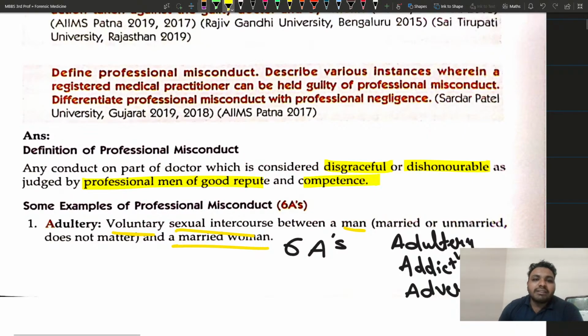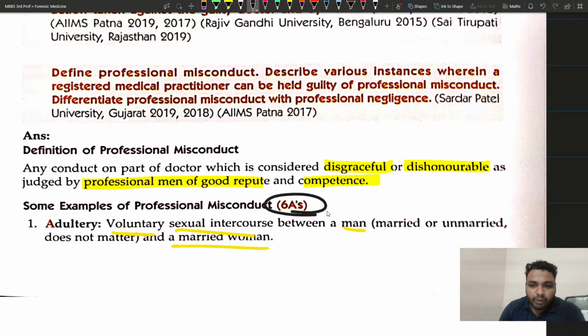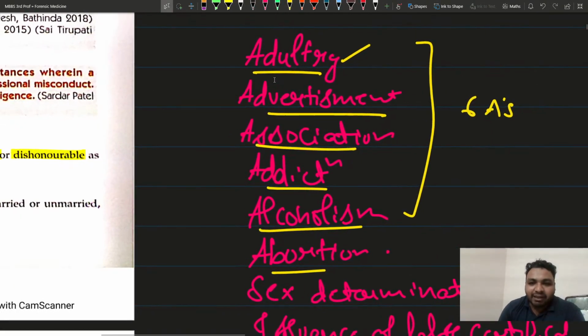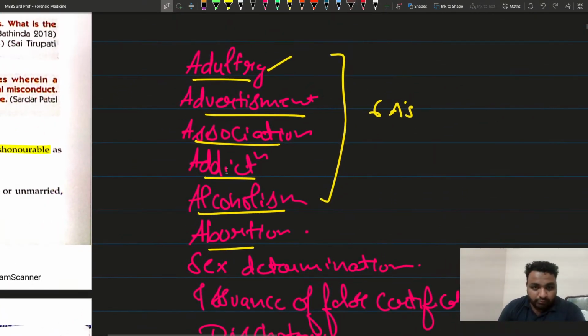Now, what are the examples of this? Always remember one short trick on this: the 6 A's. Because I also have studied this accordingly. Let me give you what those 6 A's are. Number one, adultery, advertisement, association, addiction, alcoholism, and abortion. Repeating again: adultery, advertisement, association, addiction, alcoholism, abortion.